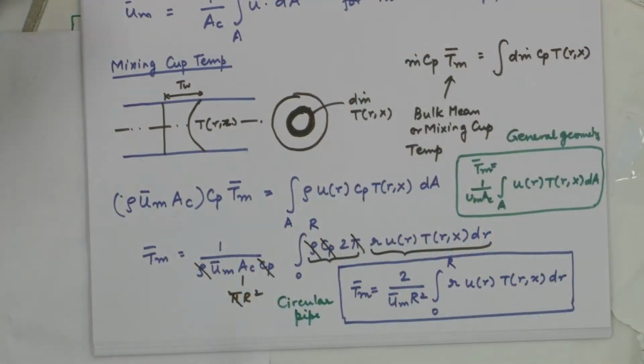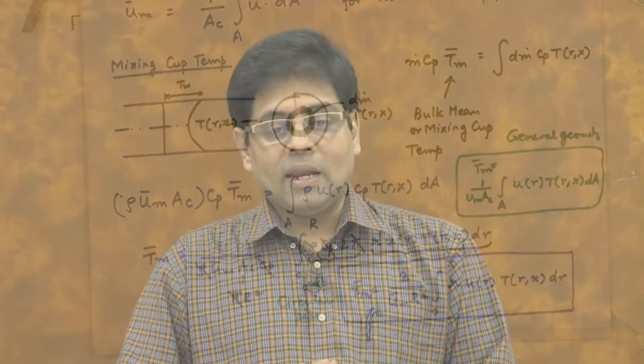Okay, what does this mean? This is all fine, but what does this mean? The bulk mean temperature is nothing but what you would get if I took the flow of the fluid through a pipe, put it in an insulated cup, stirred it and stuck in a thermometer. So, that thermometer would give the temperature T bulk mean.